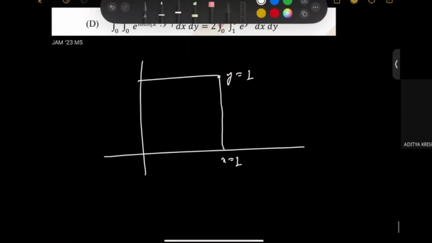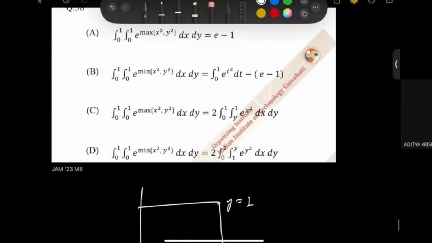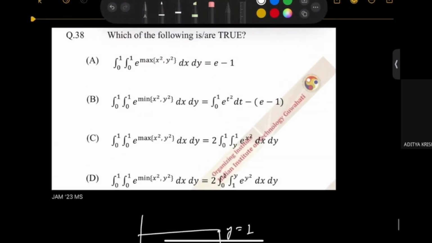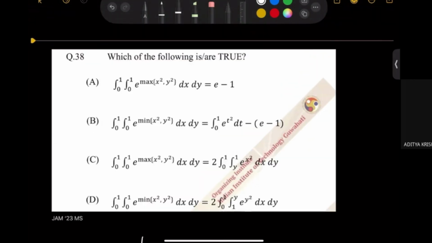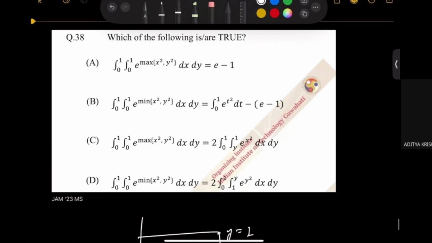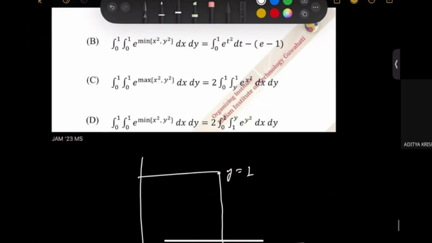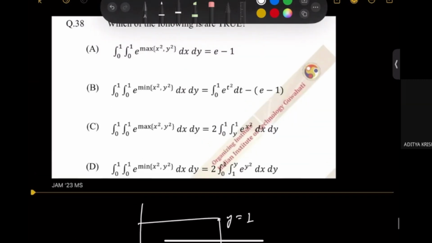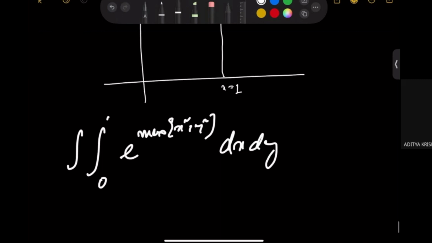Yeah, this last problem. From 0 to 1, there are two functions. Function A is e power max, this is this. Function B is e power min, this is this. So max and min of x squared and y squared. The first question is e power max of x squared, y squared, dx dy, where the region is 0 to 1, 0 to 1.